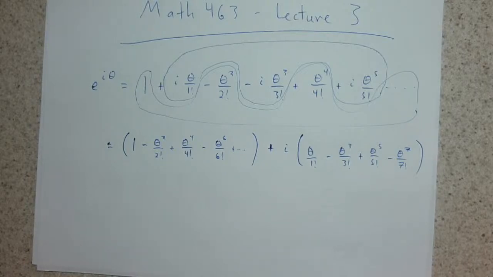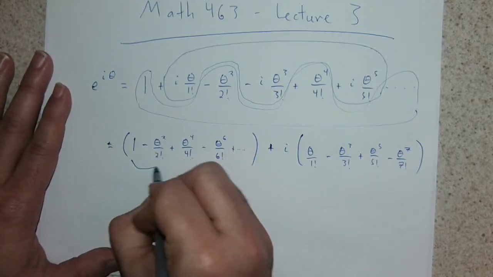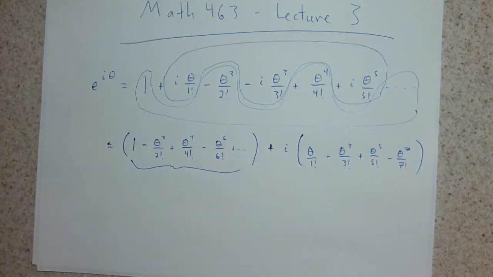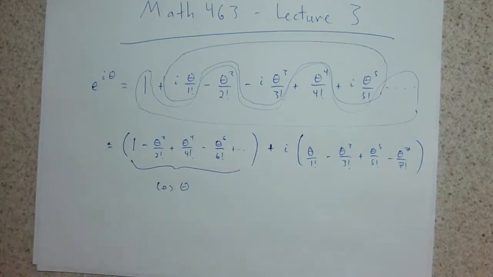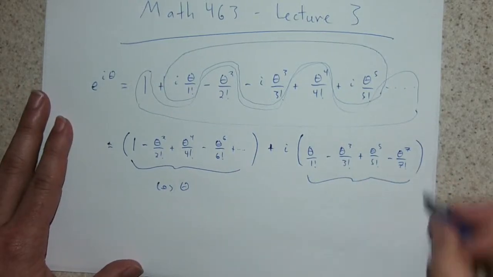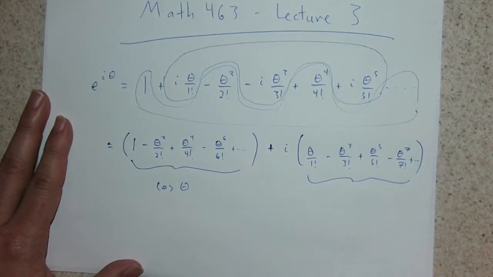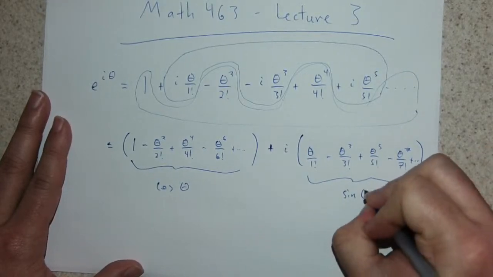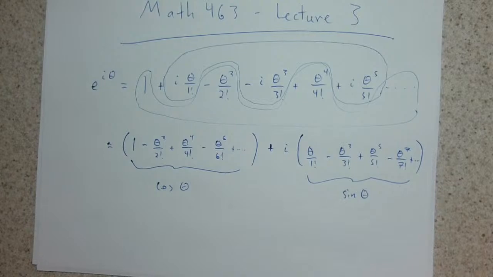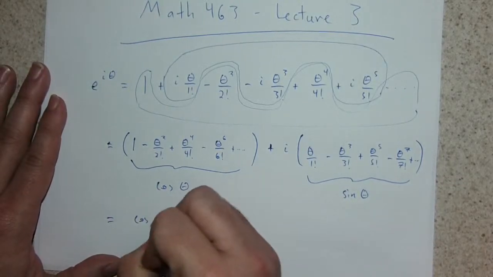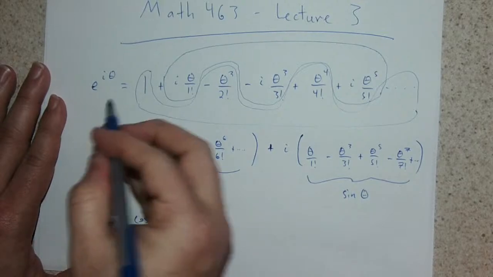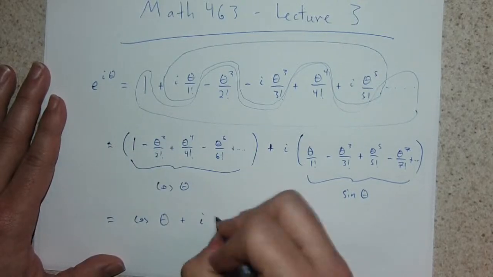So the deal is this is actually the power series representation for cosine theta. Okay, this is the power series representation. Of course, this keeps going for sine theta. And so just purely formally speaking, using power series, e to the I theta is cosine theta plus I sine theta.